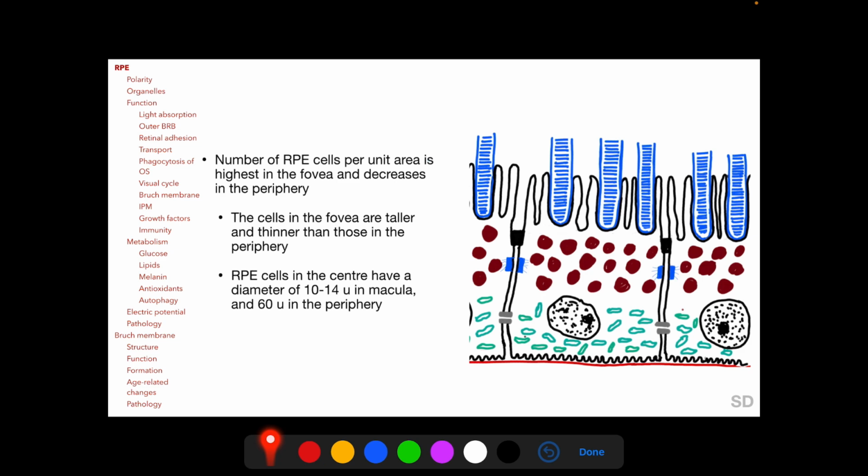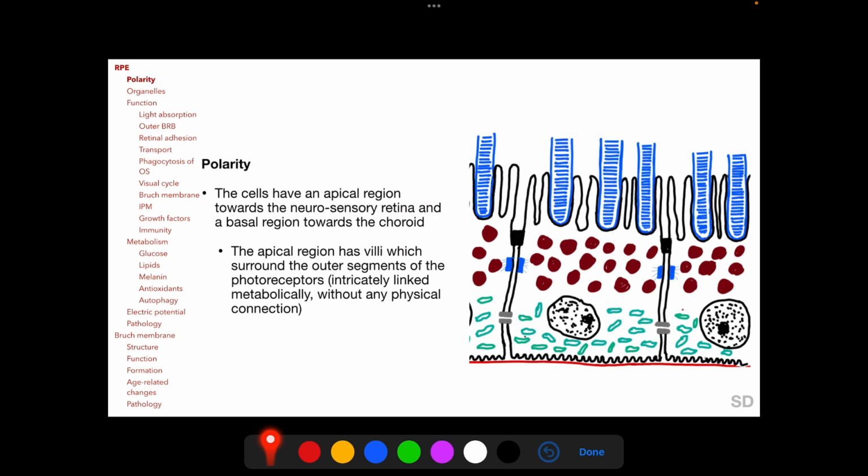The number of RPE cells per unit area is highest in the fovea and decreases in the periphery, and so the RPE cells in the fovea are taller and thinner than those in the periphery. The RPE cells, like most other epithelial cells, are said to be polarized. The cells have an apical region towards the neurosensory retina and a basal region towards the choroid. The apical region has villi, which surround the outer segments of the photoreceptors, with whom they are intricately linked metabolically but without any direct physical connection.